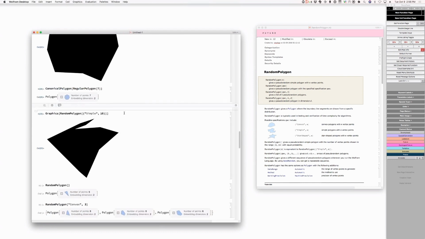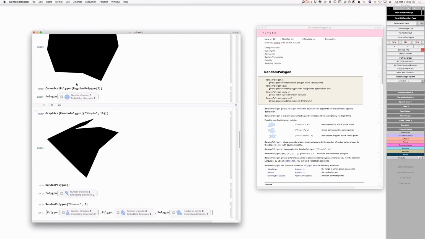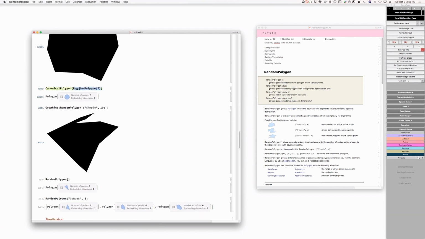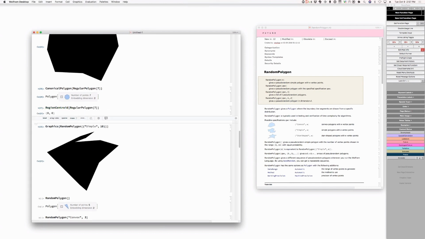Okay. Beautiful. Okay. So, but regular polygon, if I'm not mistaken, if I ask for example, centroid, why doesn't that work? Region centroid. Yeah.